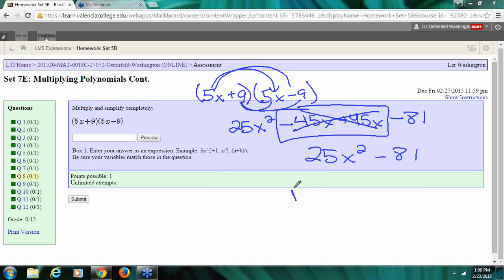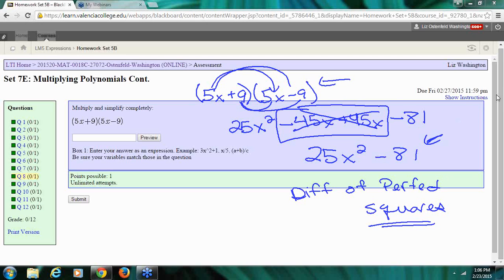This is called the difference of perfect squares, and you'll actually learn more about that in the next class. How to factor it, how to break it up, how to get back to the original. But this is as far as we need to go here today.